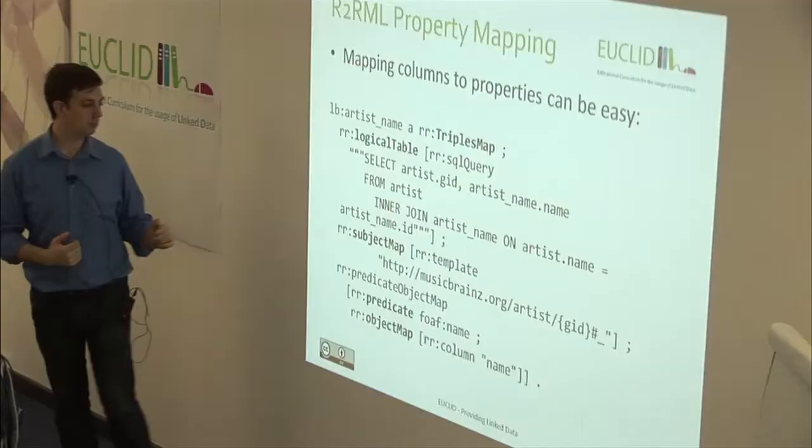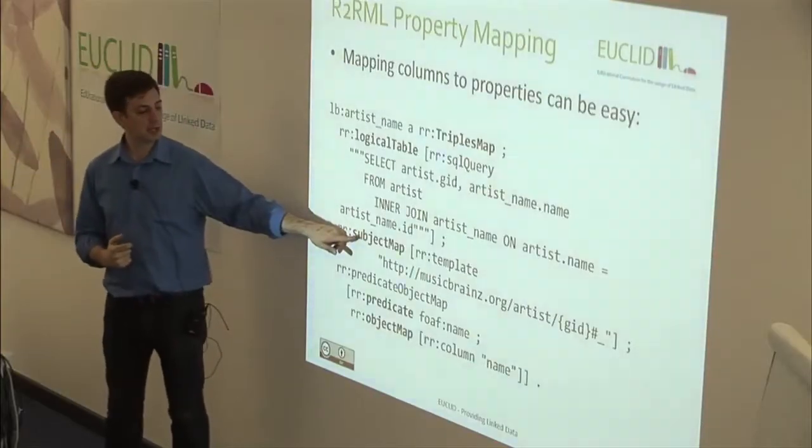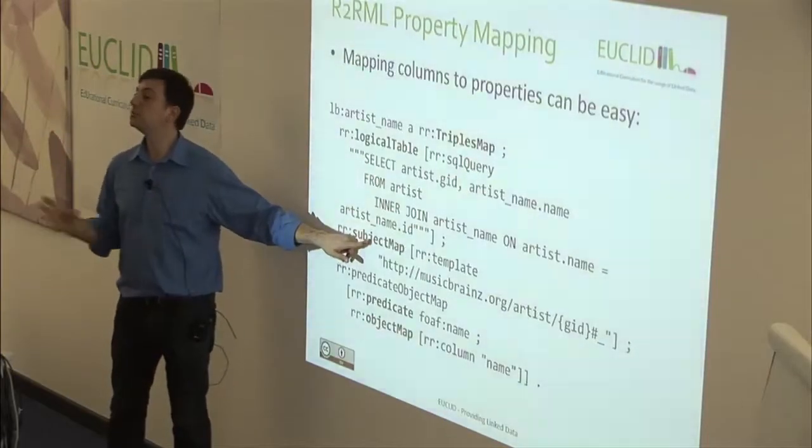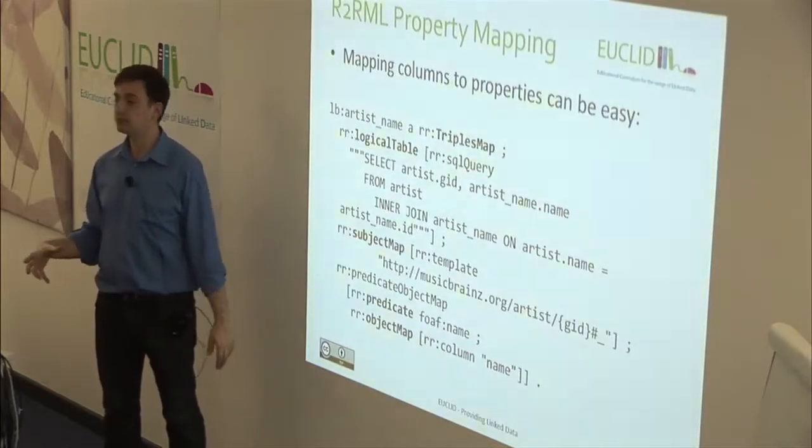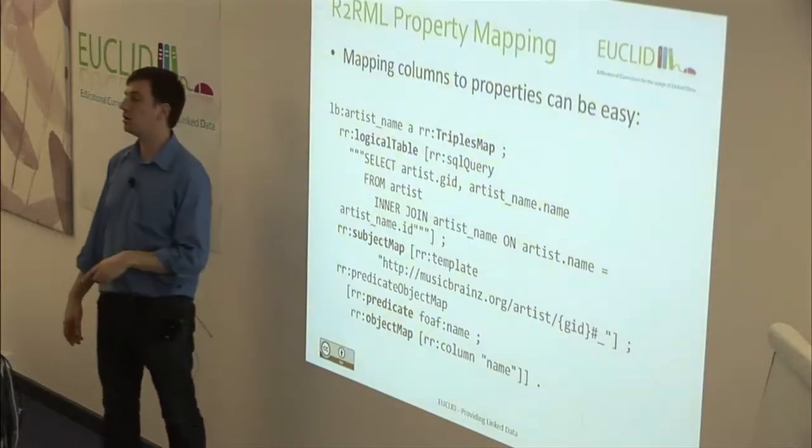How do we do it? Well, just as before, the subject map doesn't put things in classes. In fact, in this case, they would already be in classes because it's an inner join on the artist table.